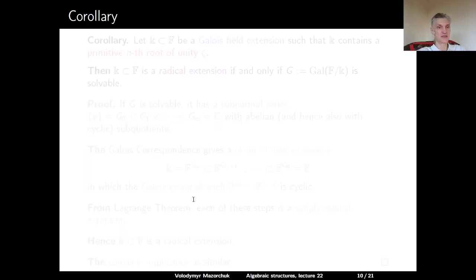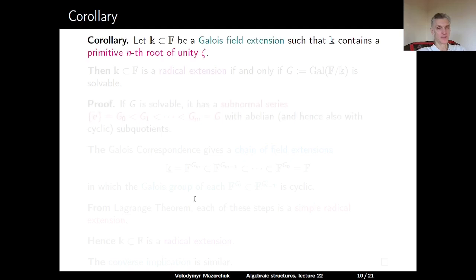Lagrange's theorem has the following very important corollary. Let K inside F be a Galois field extension such that K contains a primitive nth root of unity zeta, where n is the degree of this extension.